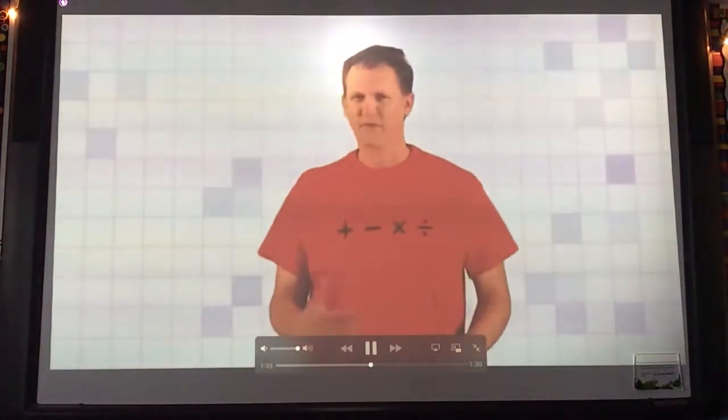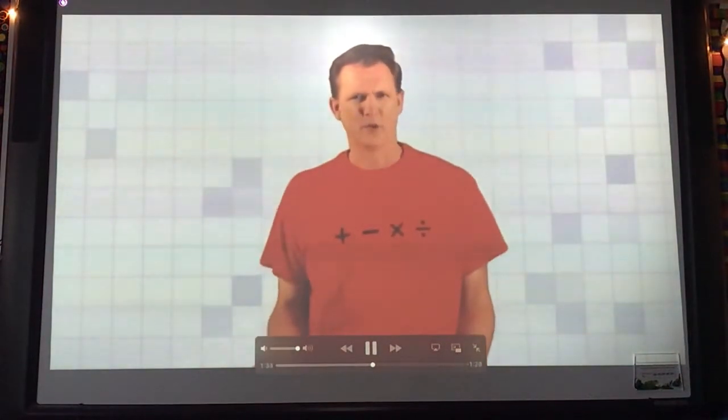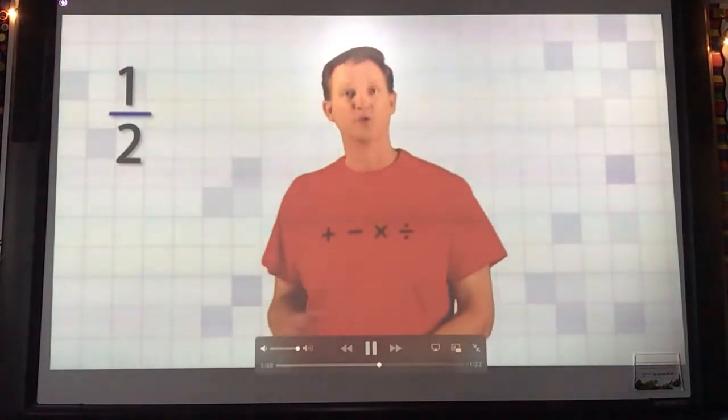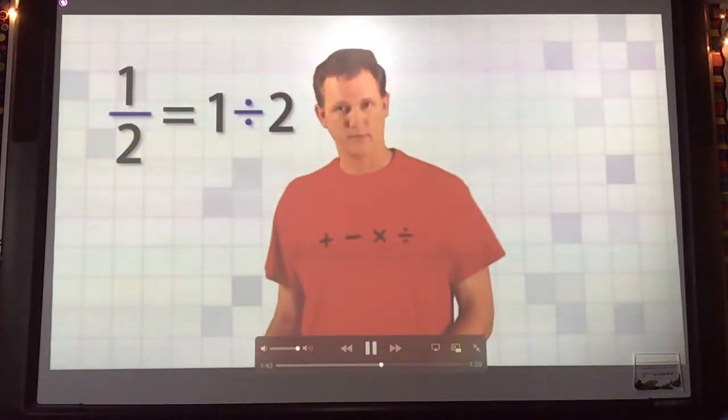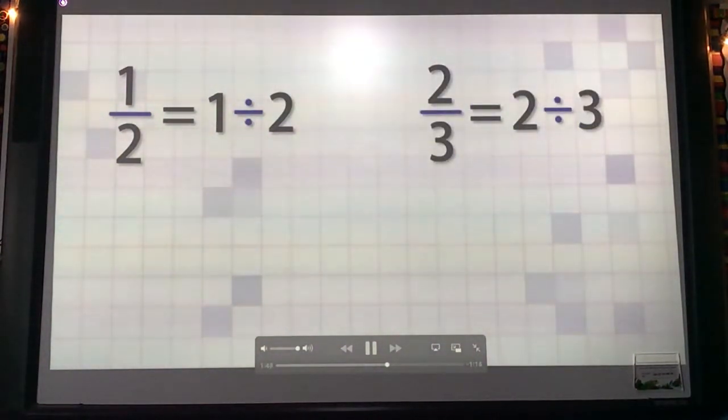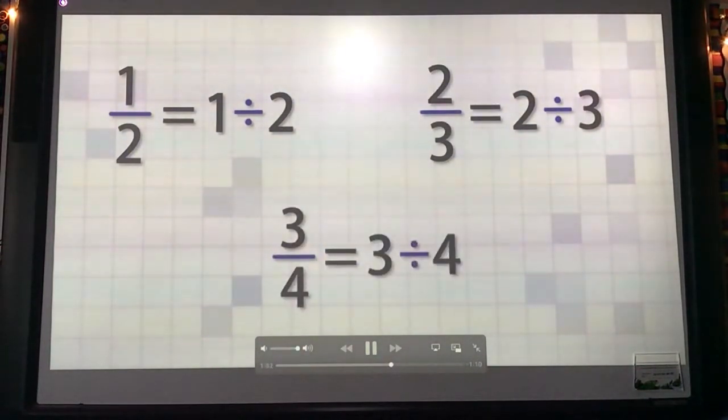Now let's look at some of the common fractions that you're already familiar with and think of them as division problems. For example, 1/2 is really just 1 divided by 2. The fraction 2/3 really means 2 divided by 3. And the fraction 3/4 really means 3 divided by 4.